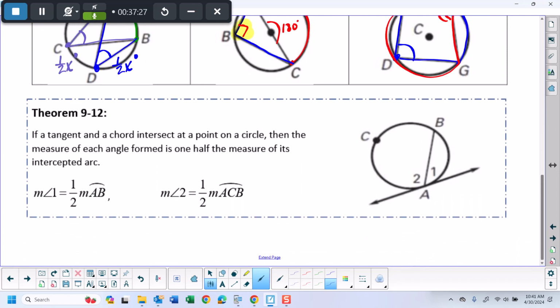Next one. If a tangent and a chord intersect in a point on the circle, then the measure of each angle formed is 1/2 the measure of the central arc. So here's our tangent line, A. And here's its point of tangency, where it touches the circle exactly once. It's telling you that the measure of the angle formed by the tangent and the chord is 1/2 of this arc. So if this is x, this is 1/2 of x degrees.